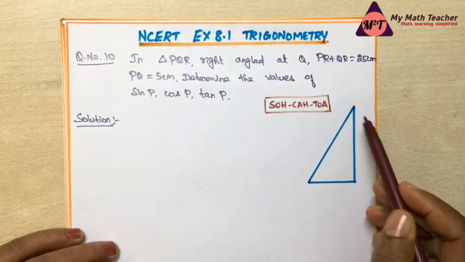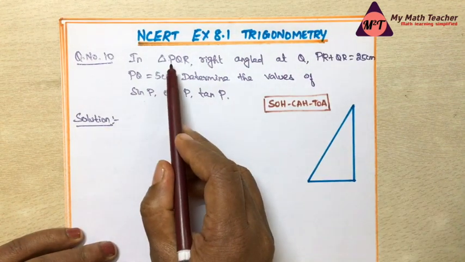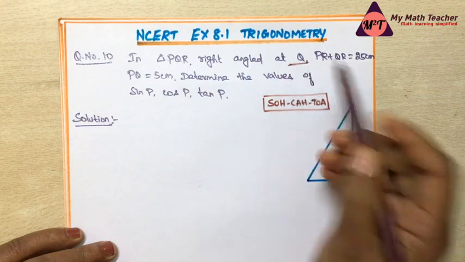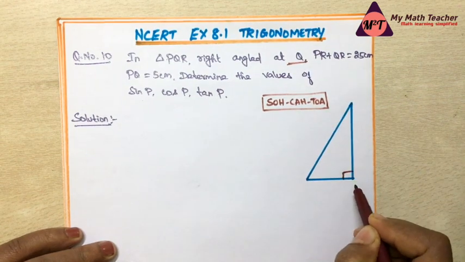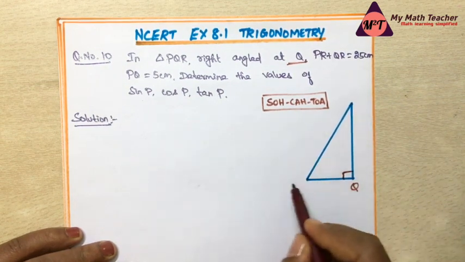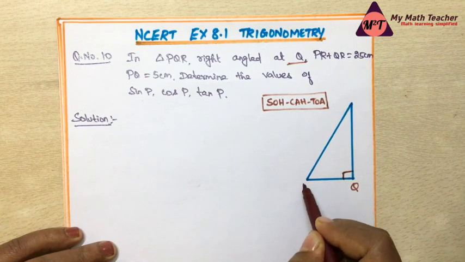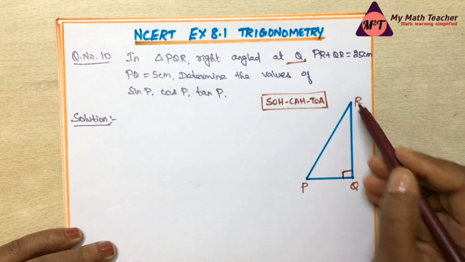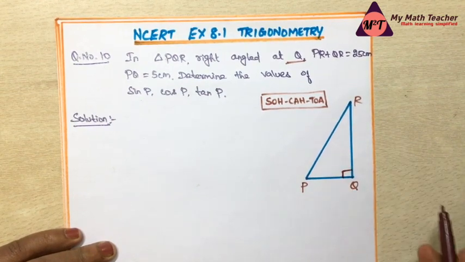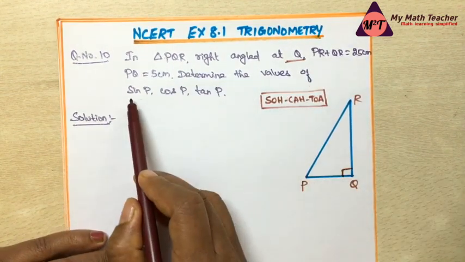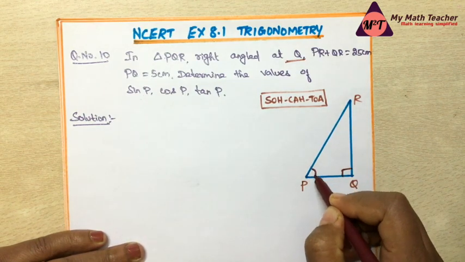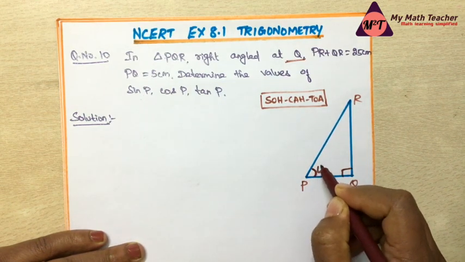Consider this right triangle. Let us name this as PQR. It should be right angled at Q. So the right angle is at Q. Okay. So now let us name this as PQR. You can also name this as P here, Q and R. The values should be with respect to P. So the angle theta will be here at P.